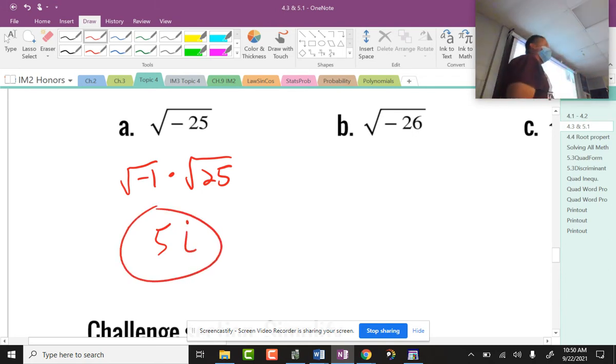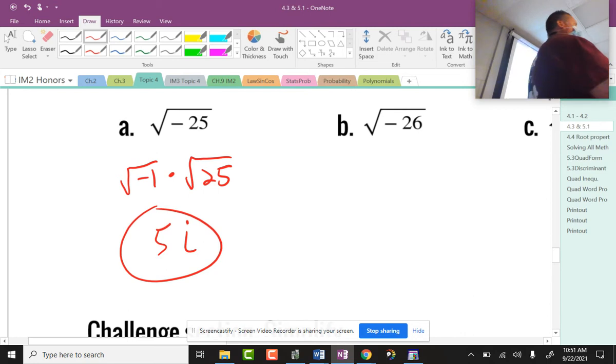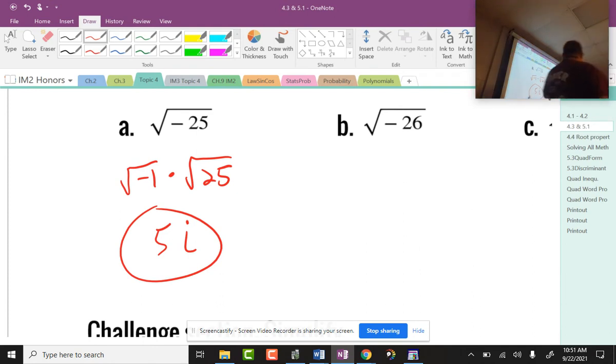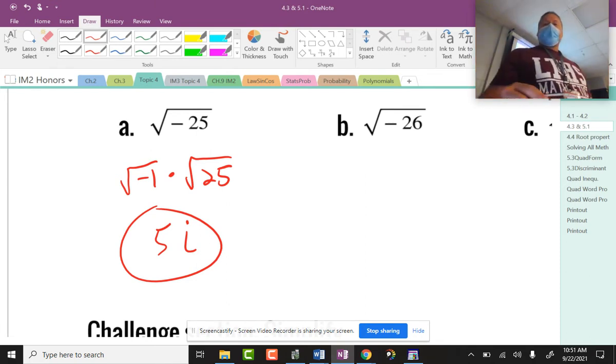You don't want to write an i5. You do want to write it like you'd write a variable. But remember what the word variable means. x is something different every single day. Right? That's why it's a variable. It's changing. i is the square root of negative 1. It is not a variable.